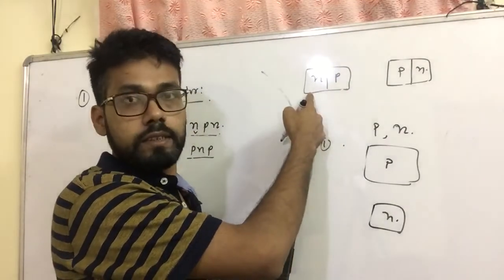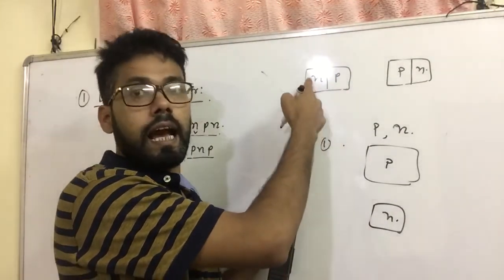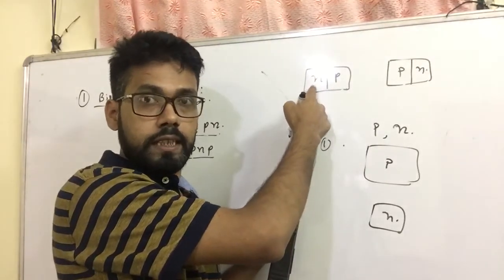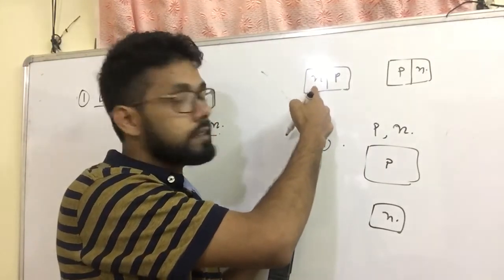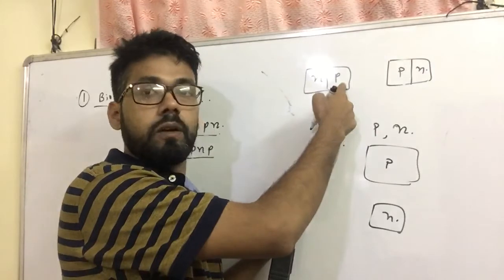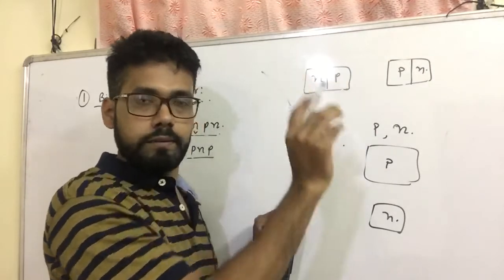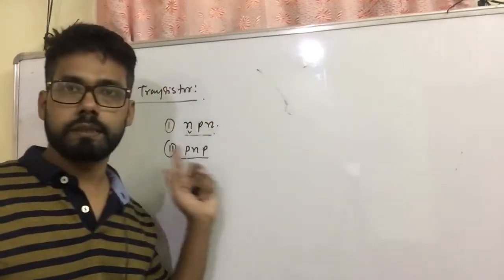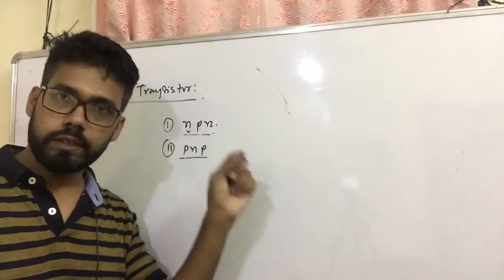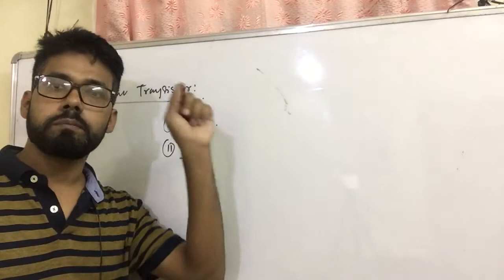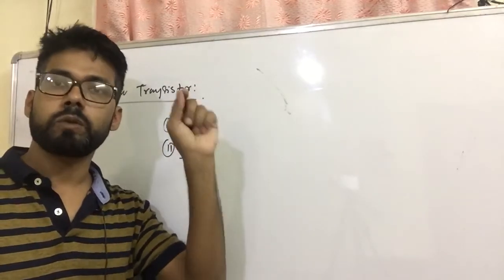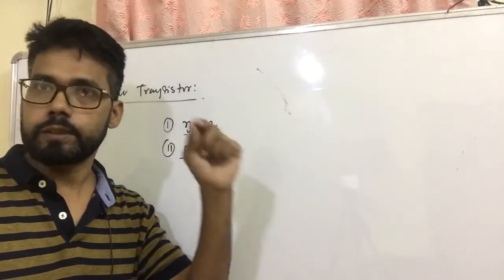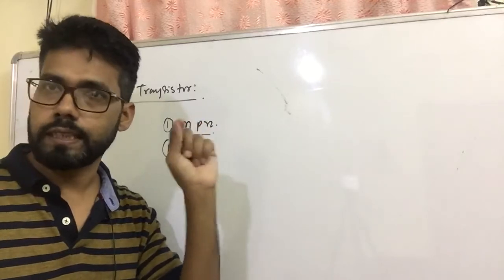This is a diode. Here N means the majority carrier is the electron and the minority carrier is the hole. Here the majority carrier is the hole and the minority carrier is the electron. So what we can understand is that the semiconductor transistor is a bipolar device. Why is it called bipolar? Because current is contributed by both electrons as well as holes. That is why it is named a bipolar junction transistor.